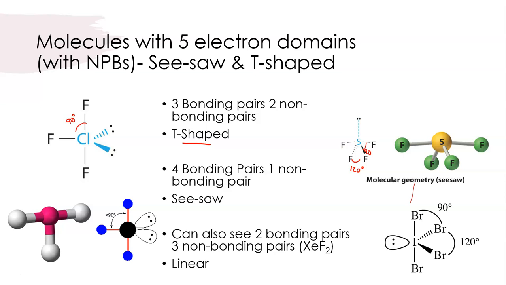We can also see 2 bonding pairs and 3 non-bonding pairs, which we see with a molecule known as xenon difluoride. This will have a linear configuration where the non-bonding pairs form around that central atom, pushing the 2 fluorines away at 180 degrees.